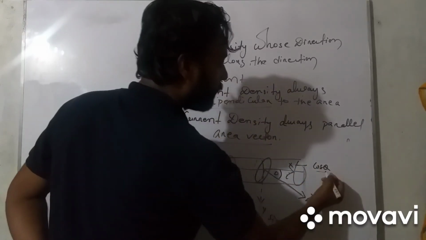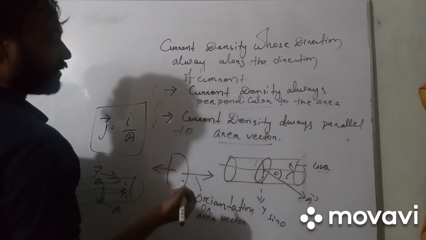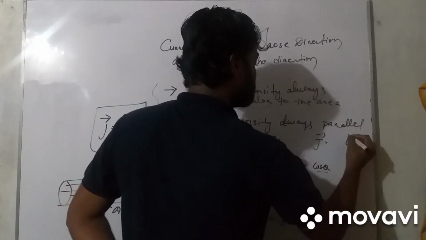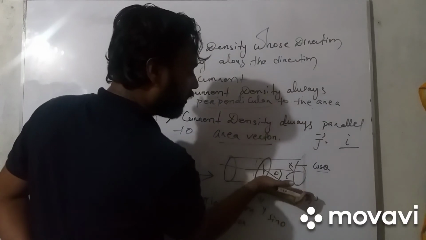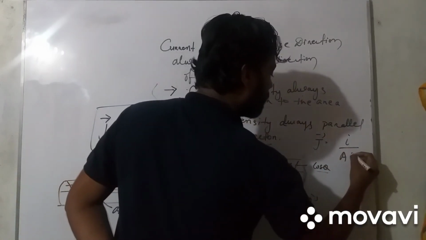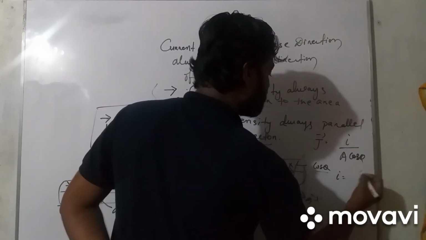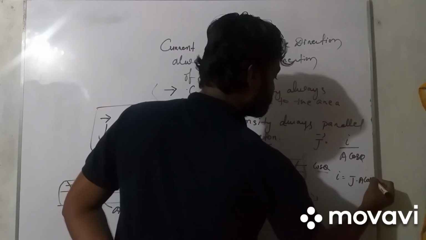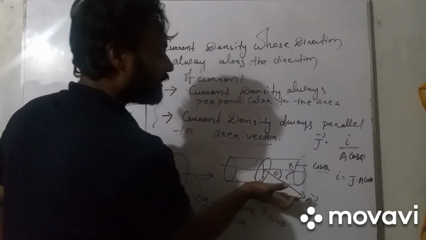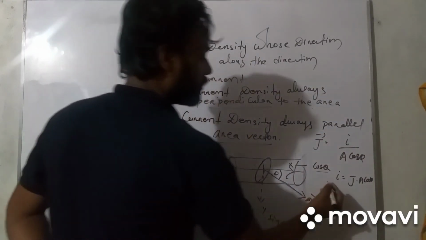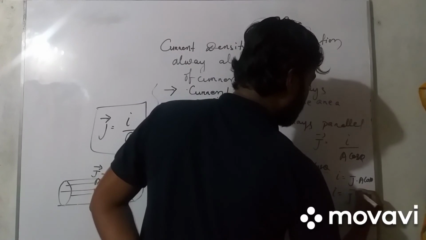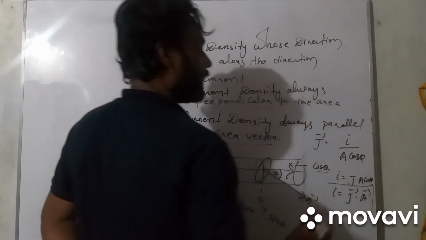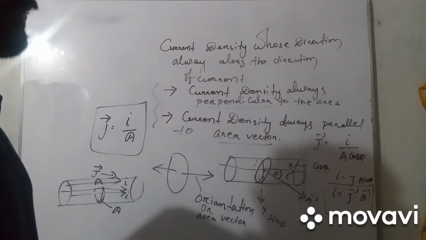Multiply by I cos theta. So here you write j vector, which is equal to I divided by area along the direction of x axis, so A cos theta. So I can be represented as j dot A cos theta. A cos theta means along the direction of area vector. So here we write I equal to j vector dot A vector.